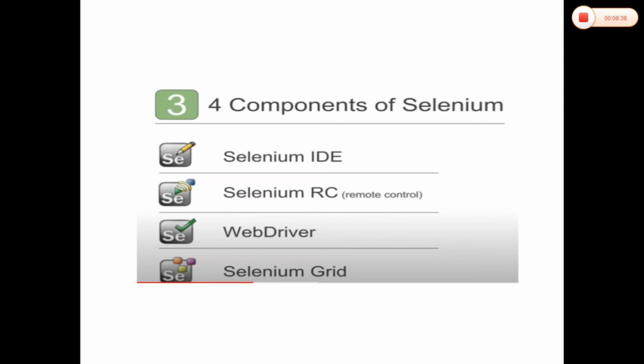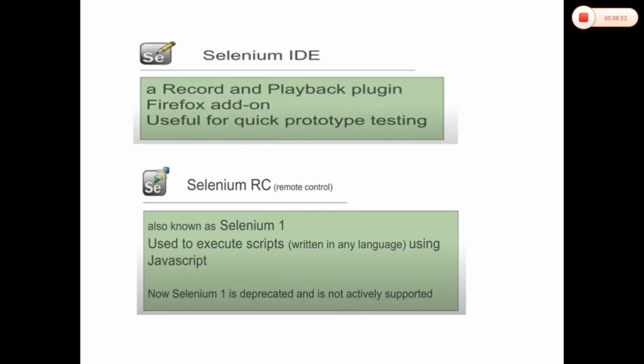There are 4 components of Selenium: Selenium IDE, Selenium RC, WebDriver, and Selenium Grid. So there are 4 main components of Selenium, and one by one we can discuss. Selenium IDE is the first. Selenium IDE is used for record and playback, right? Record and playback plugins, a Firefox add-on, useful for quick prototype testing. Initially Selenium IDE was launched in the market. Later on, this IDE was demised because of some limitations, so it is gone from the market.